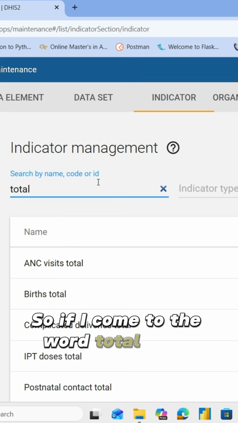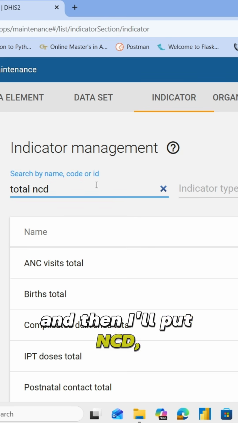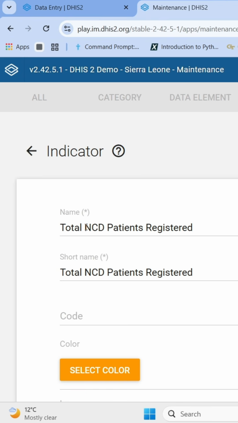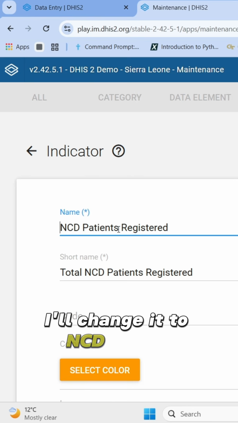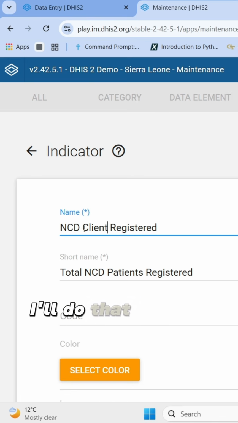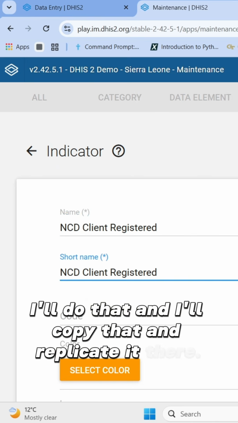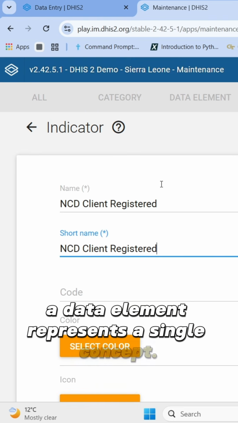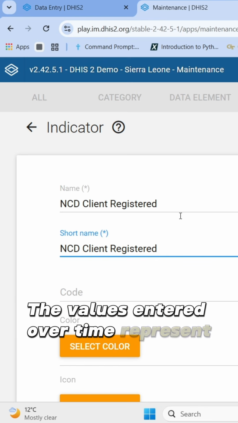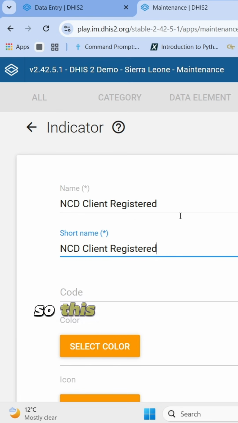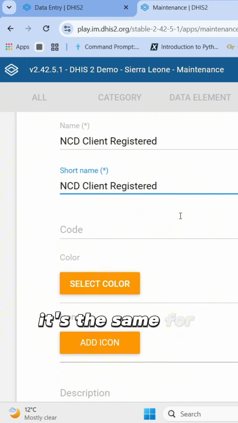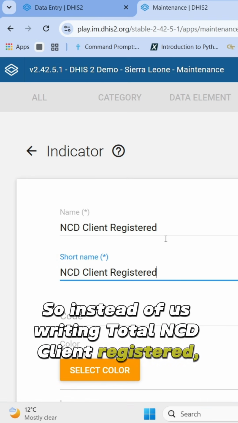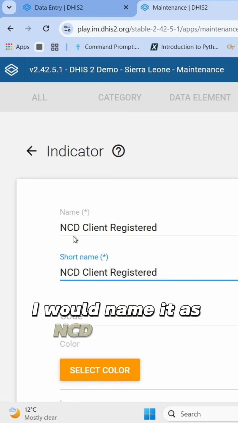So if I come to the word total here, and then I'll put NCD, what I would change this to, instead of total patients registered, I'll change it to NCD client. I'll do that. And I'll copy that and replicate it there. The reason I'm doing this is a data element represents a single concept. The values entered over time represent many clients. So this thinking is the same for indicators, it's the same for data elements. So instead of us writing total NCD client registered, I would name it as NCD registered.